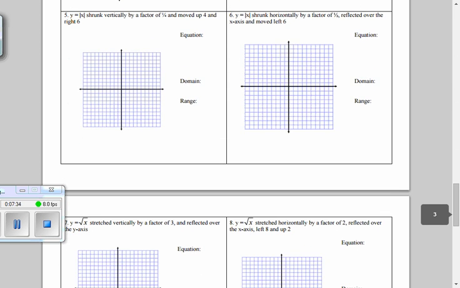Everybody find this one. Y equals absolute value of x, shrunk vertically by a factor of 1/4 and moved up 4 and right 6. I would recommend you write the equation for it. Absolute value of x, and then do the stuff it said. Vertical shrink factor of 1/4, up 4, right 6. Everybody write what you think the equation for that is.